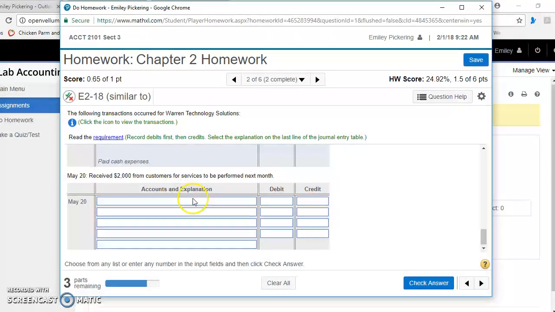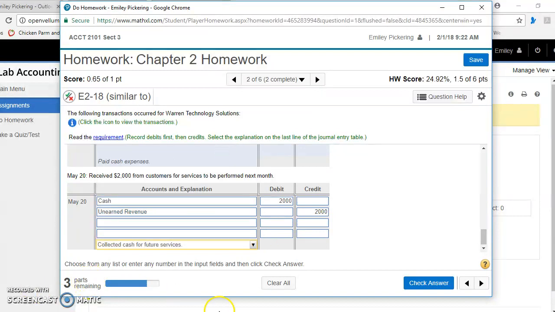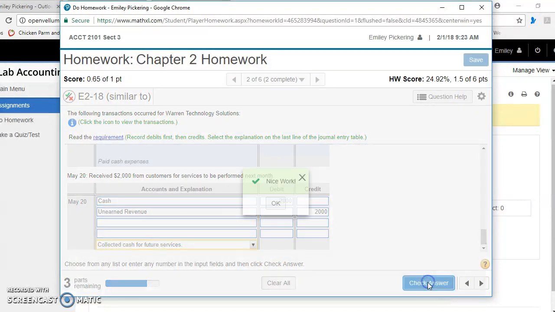Received $2,000 from customers for service to be performed the next month. So I know I received cash, and I'm receiving cash, but I haven't done the work yet. So that's considered unearned revenue. So it's $2,000. And I'm going to say collected cash for future services. So this unearned revenue is a liability.